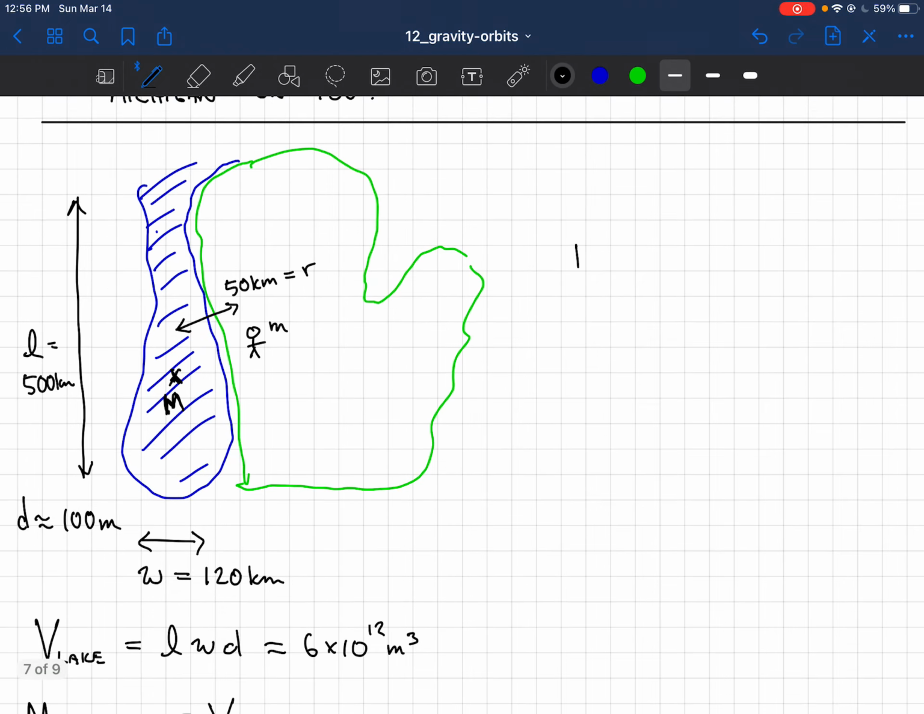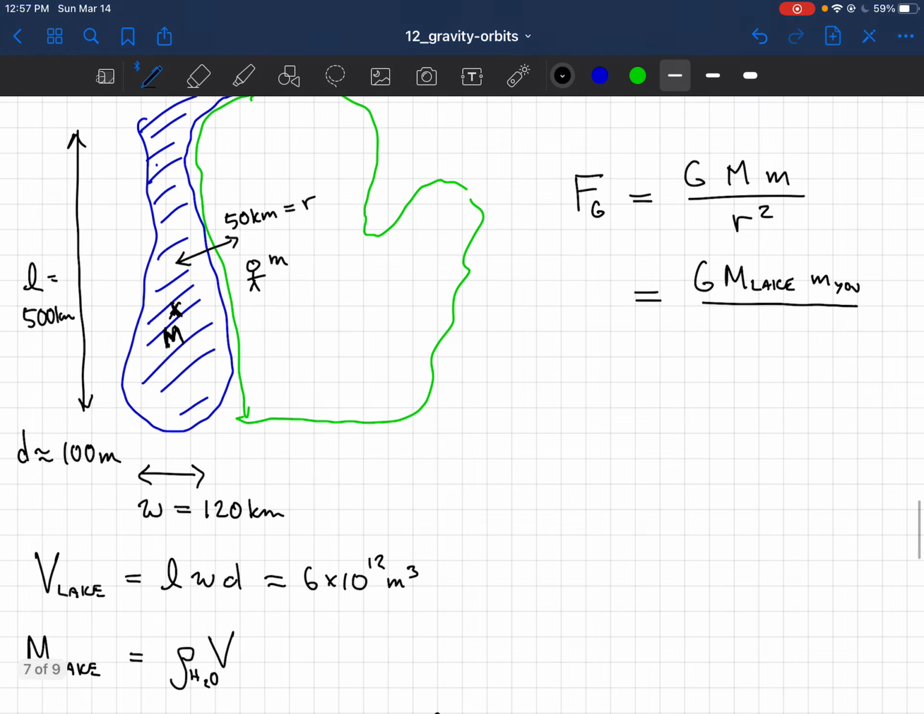So what is the force of gravity on you? So force of gravity on you in magnitude is going to be big G times big M times little m over the square of the separation. And that's big G times the mass of the lake times the mass of you, divided by the distance, which we just called r here, squared. And let's say that the mass of you is maybe 60 kilograms.